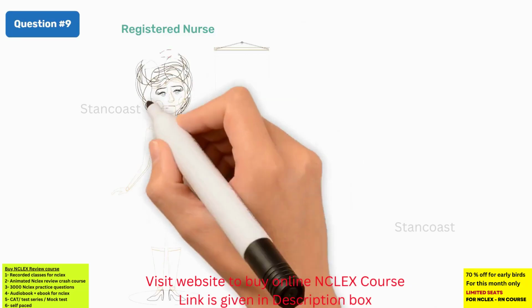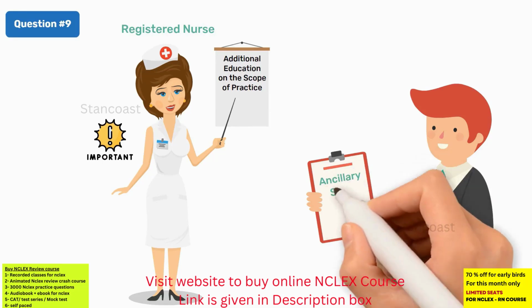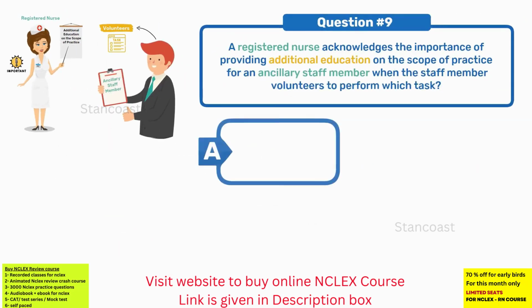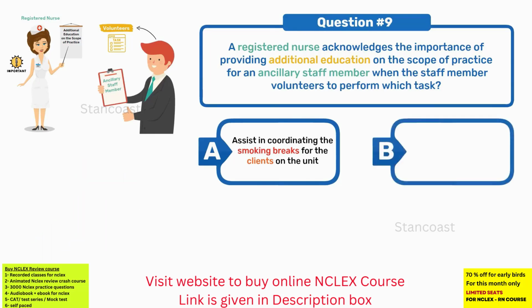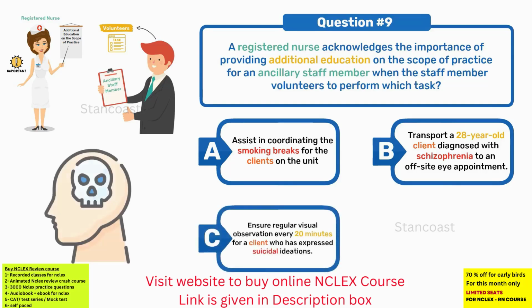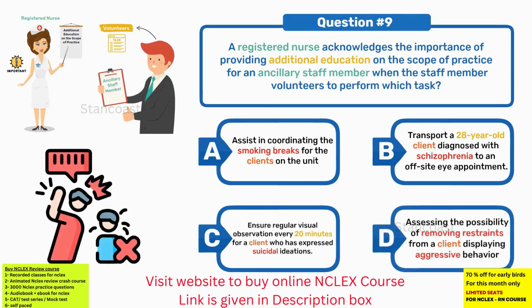A registered nurse acknowledges the importance of providing additional education on the scope of practice for an ancillary staff member when the staff member volunteers to perform which task? A. Assist in coordinating the smoking breaks for the clients on the unit. B. Transport a 28-year-old client diagnosed with schizophrenia to an off-site eye appointment. C. Ensure regular visual observation every 20 minutes for a client who has expressed suicidal ideations. D. Assessing the possibility of removing restraints from a client displaying aggressive behavior.